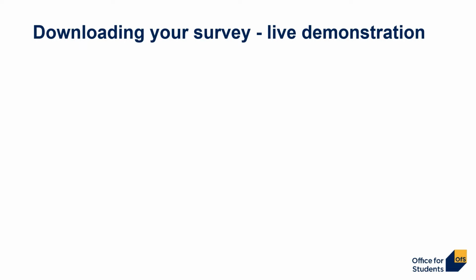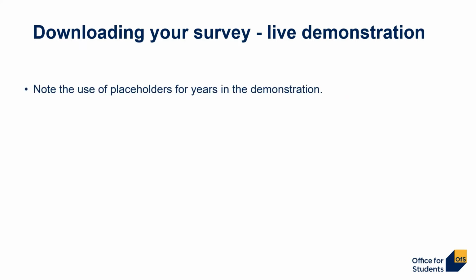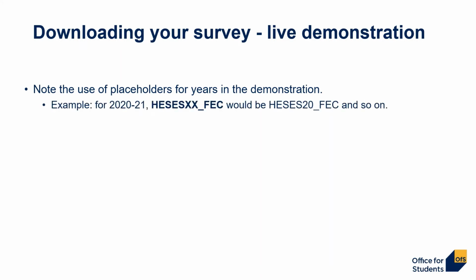My colleague Sinead Forward will now do a short demonstration of logging in and downloading the blank workbook. Note that she is using the string XX as a placeholder for a number representing the year of the surveys. So for example, for 2020-21, for further education and sixth form colleges and academies, HESES XX_FEC becomes HESES 20_FEC. For all other providers, HESES XX_OTH becomes HESES 20_OTH, and so on.